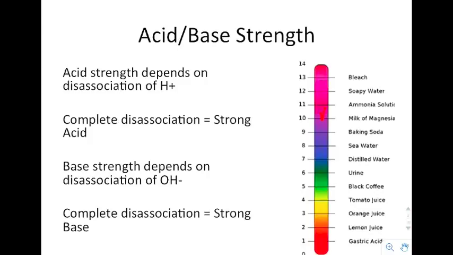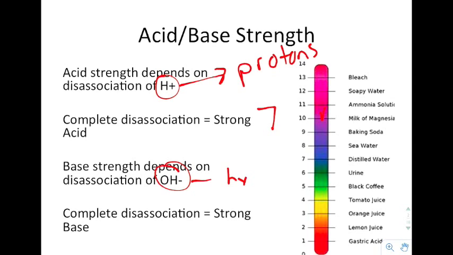We know that acid strength depends on the dissociation of hydronium ions, which we call H+. Sometimes we refer to them as protons, but really the correct name is a hydronium ion. We also know that complete dissociation refers to a strong acid, and you should have memorized the 7 strong acids. We also know that base strength depends on the dissociation of hydroxide ions. We also should have memorized the 8 strong bases that we learned in the previous presentation.